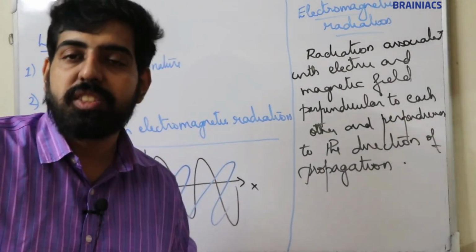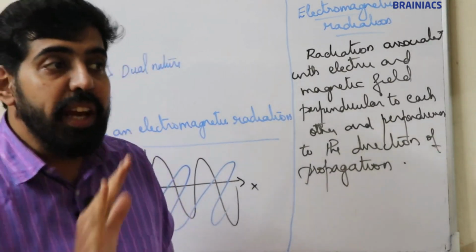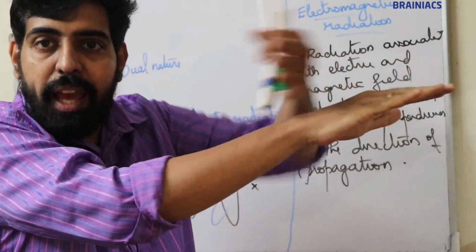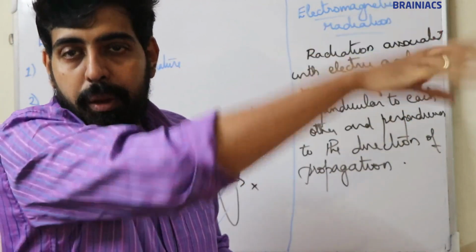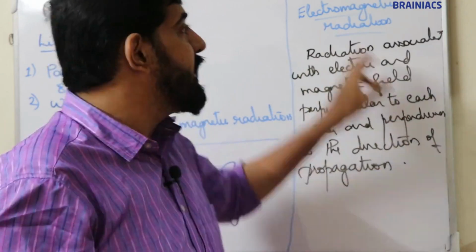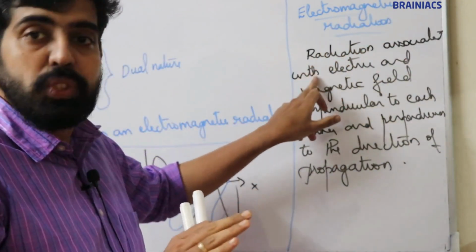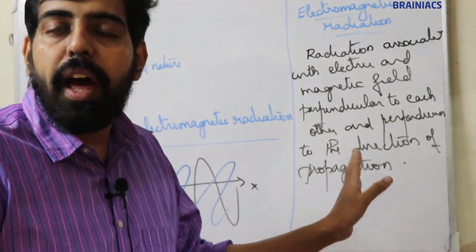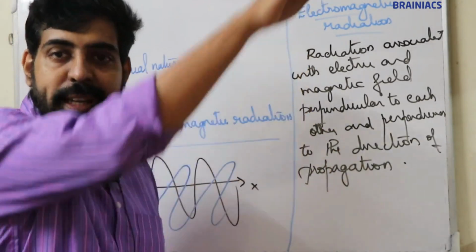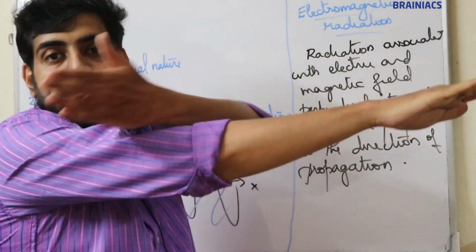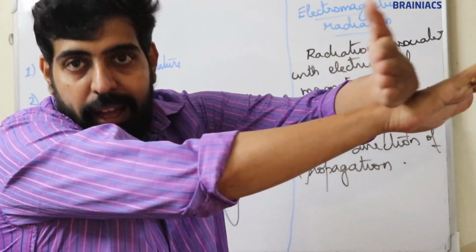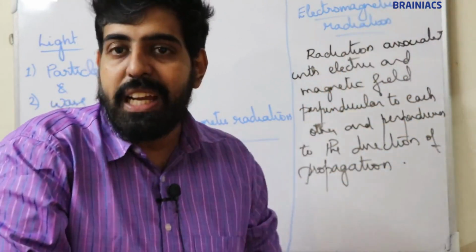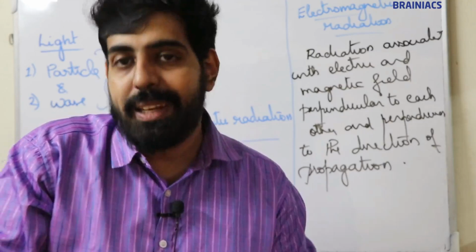These radiations are known as electromagnetic radiation. So when a radiation propagates, and in perpendicular directions electric and magnetic fields are associated with the radiation, then those radiations are known as electromagnetic radiation. If a radiation is propagating in the x-axis, and in the y-axis an electric field is propagating with that radiation, and in the z-axis a magnetic field is propagating with the radiation, then those radiations are known as electromagnetic radiation.